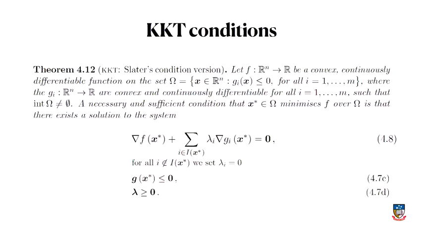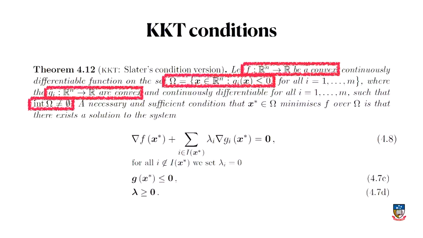So we need to prove that if x is a minimizer, then it satisfies those equations. We need to prove that if a point x satisfies those equations, then it is a minimizer. So we need to prove it in both directions. And we have a few pieces of information that we can use in both directions.